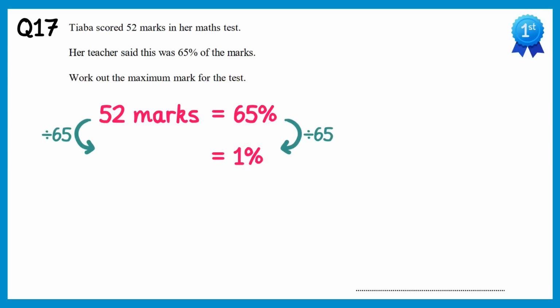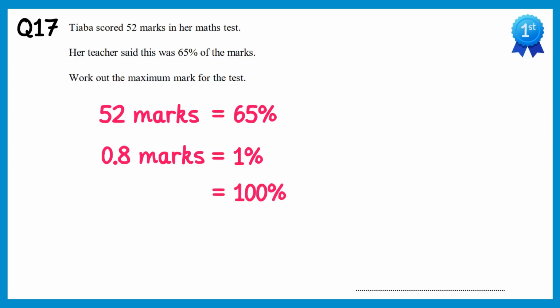So if I do 52 divided by 65, I get 0.8. So 0.8 marks equals 1%. Now I want 100%, so I could do 1 times 100 to get to 100. So 0.8 times 100 gives you 80. So 80 marks is 100%, so that must be the maximum mark on the test. So the test is out of 80.